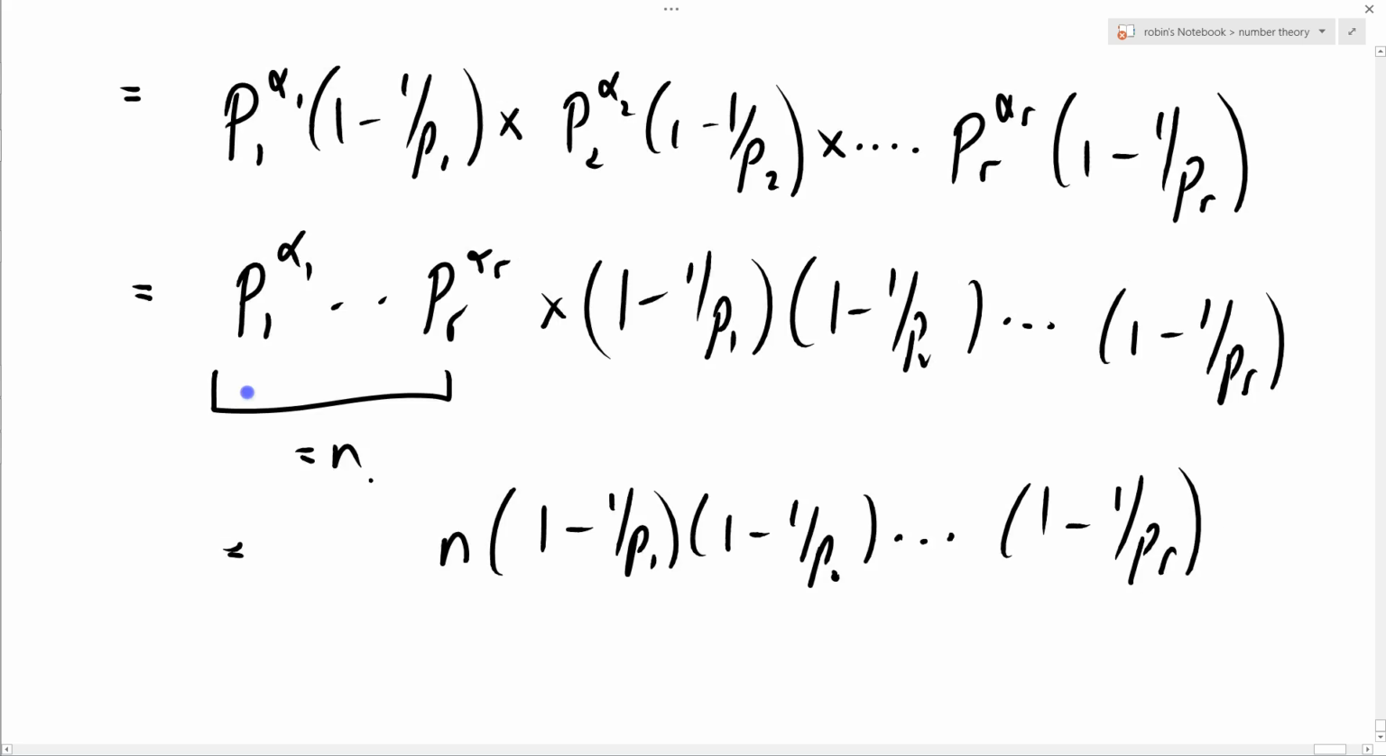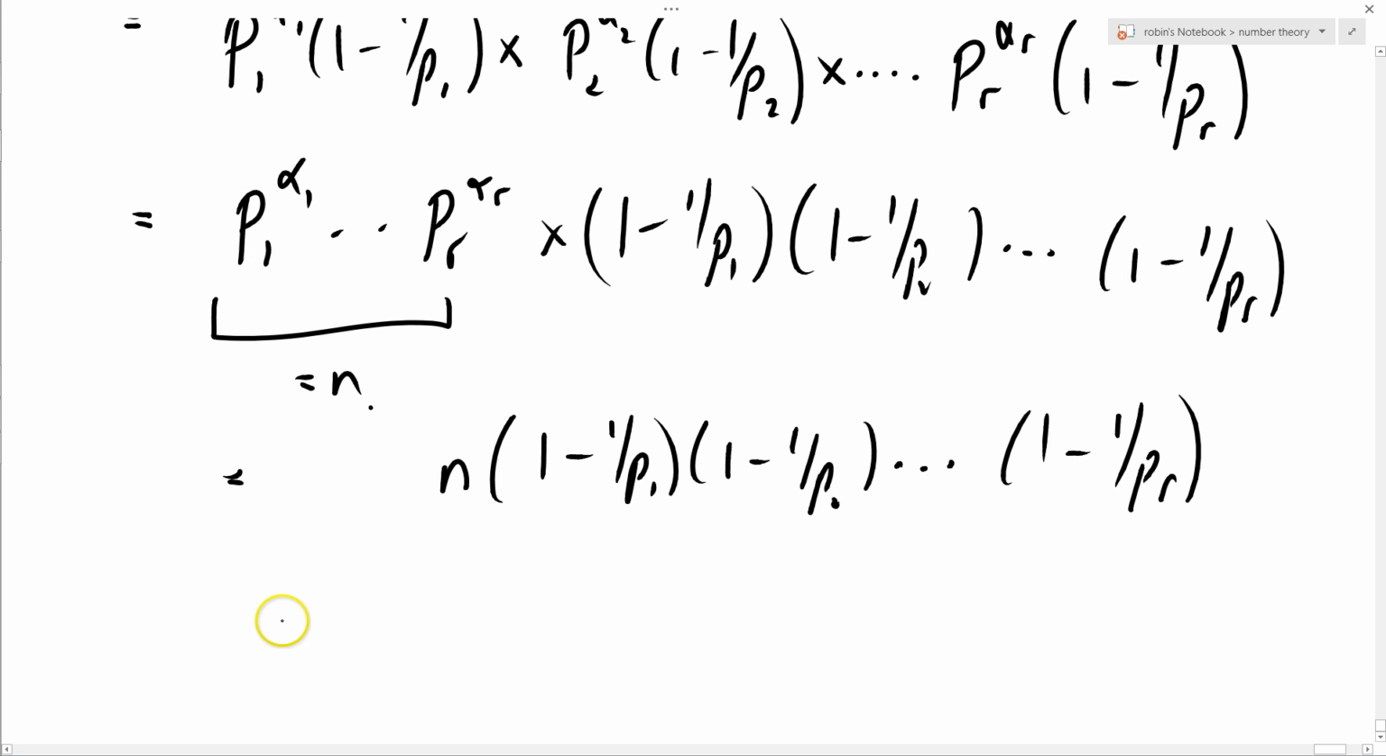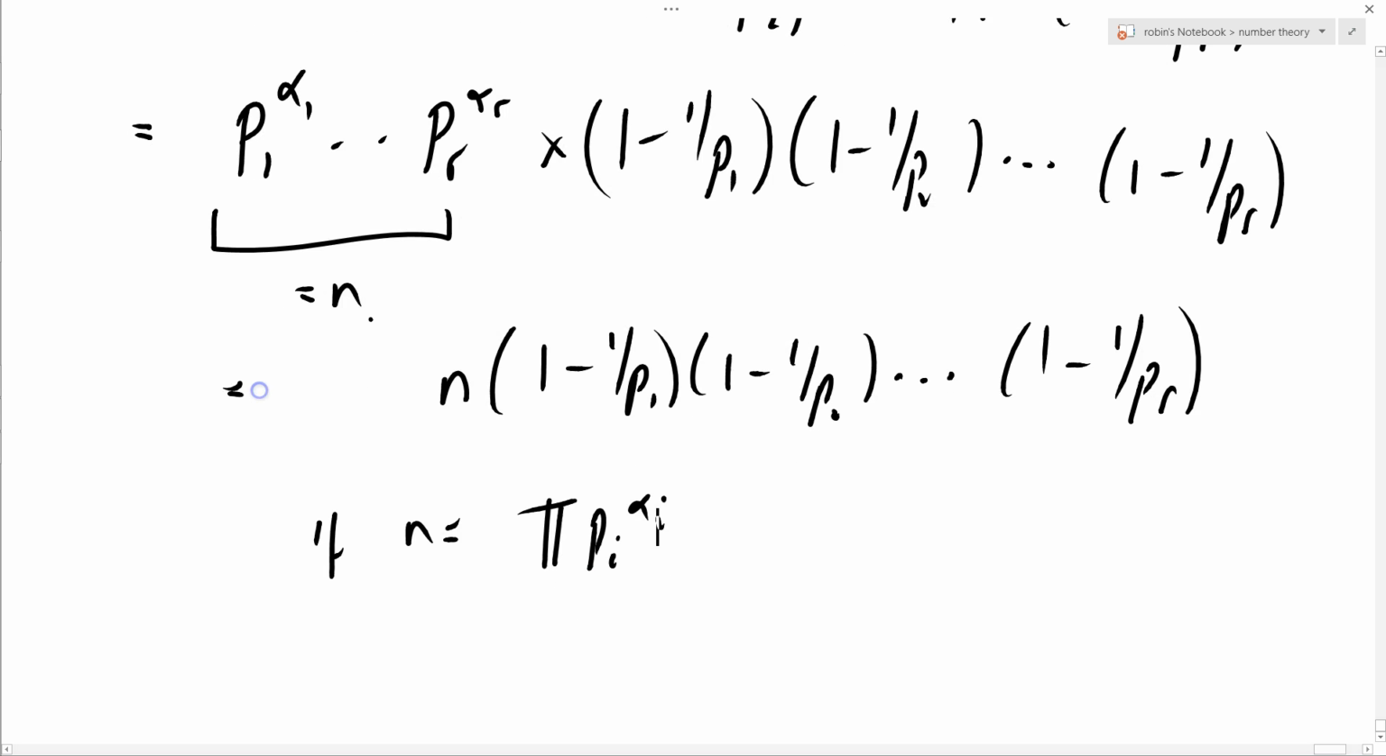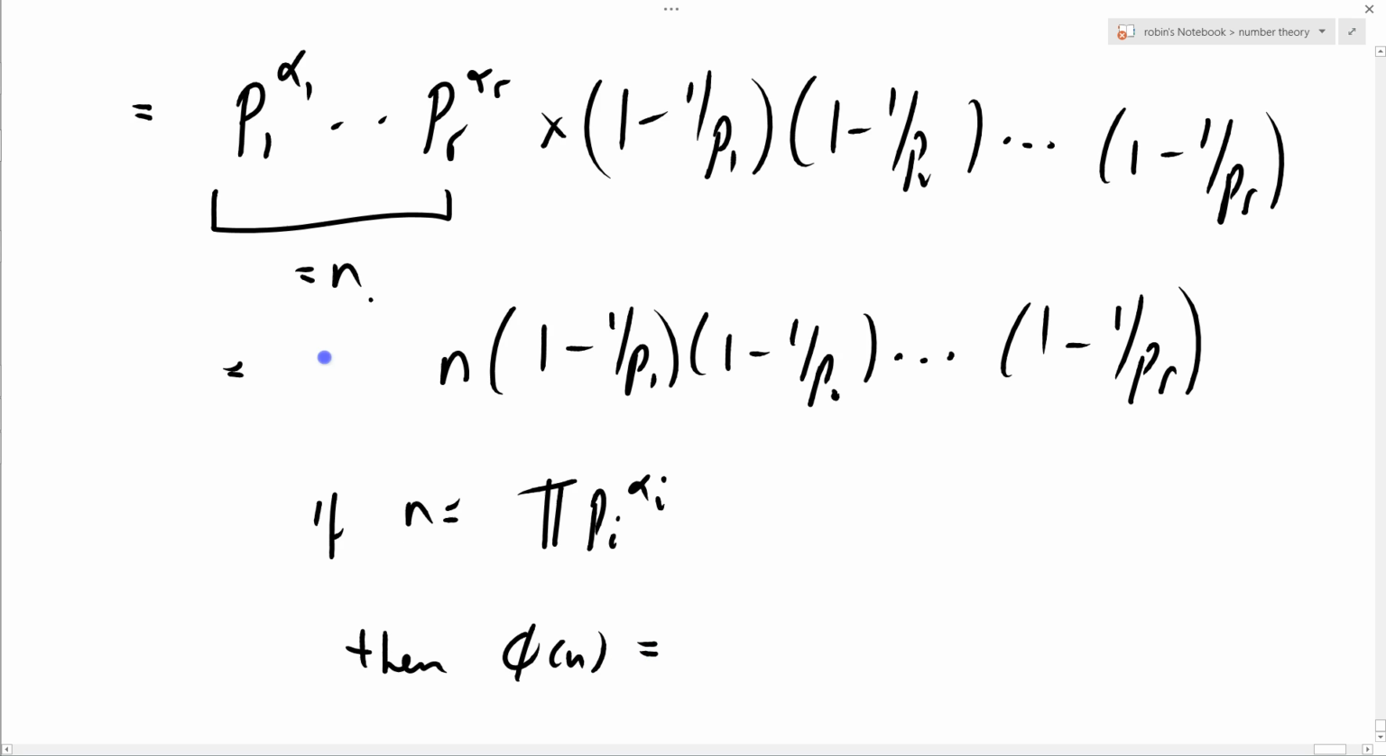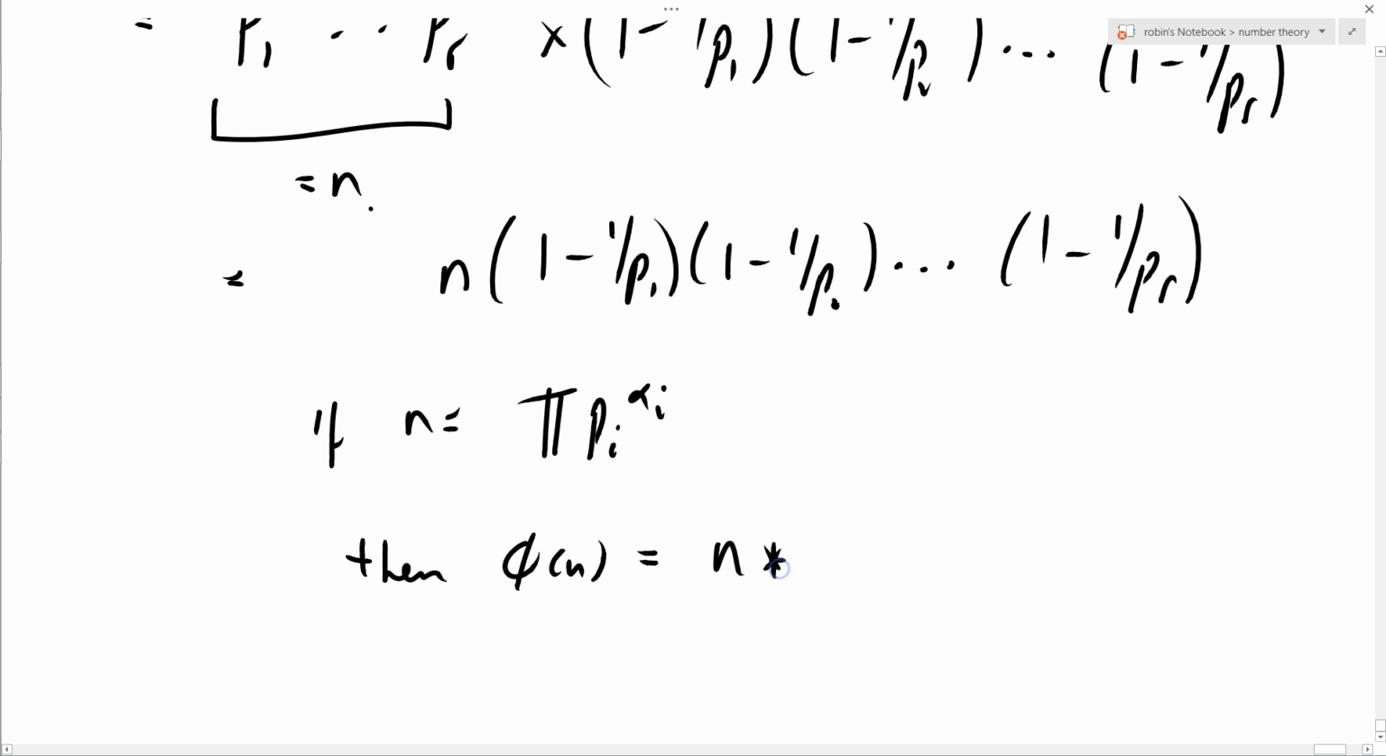Which is a rather nice little result. Let me write that out again. If n equals the product of pi to the alpha i, then phi of n equals n times the product of 1 minus 1 over pi, i equals 1 to r. I guess I could put the limits there, 1 to r, as well. Okay, beautiful little theorem. I'm going to stop there.